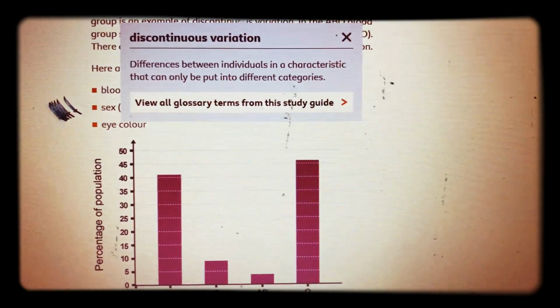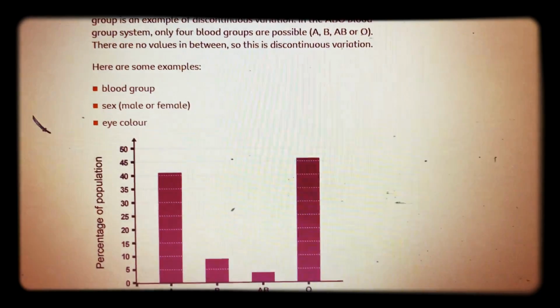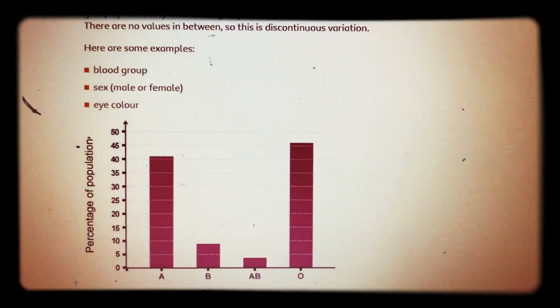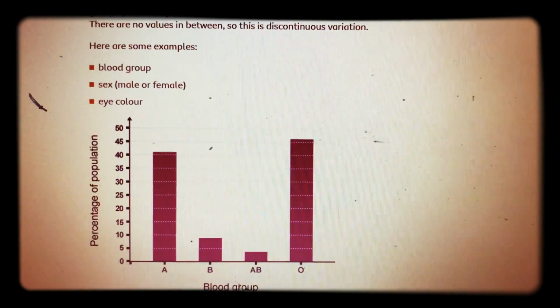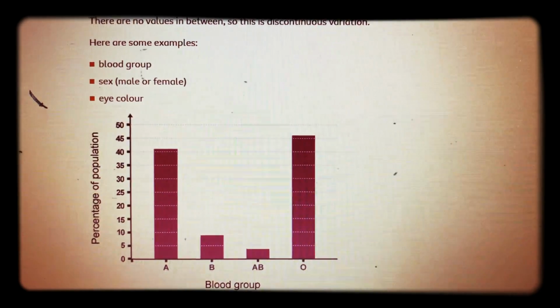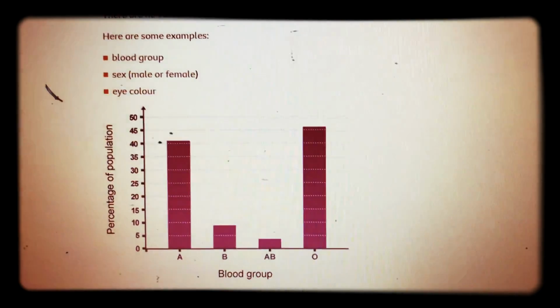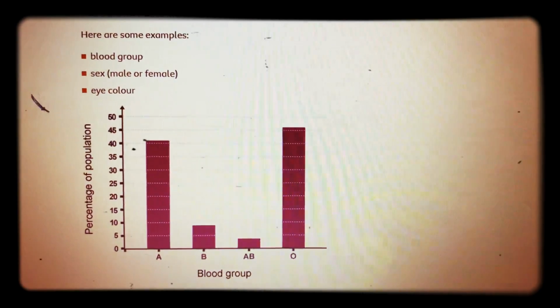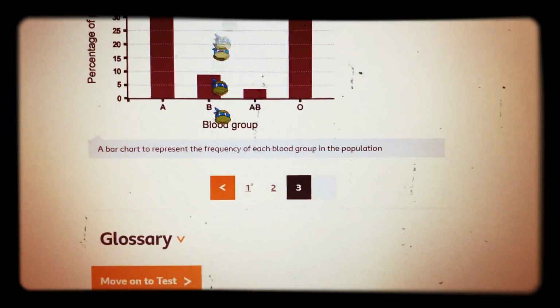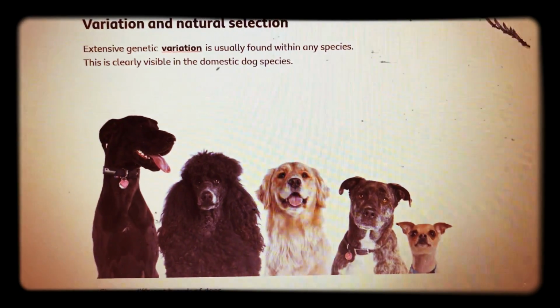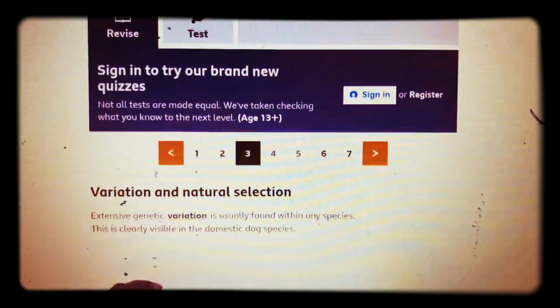Another example of discontinuous variation is what sex you are when you are born, male or female. Another one could be eye colour. So, that concludes continuous and discontinuous variation.